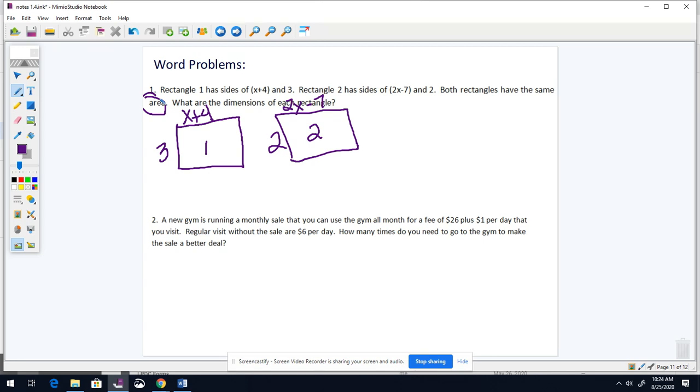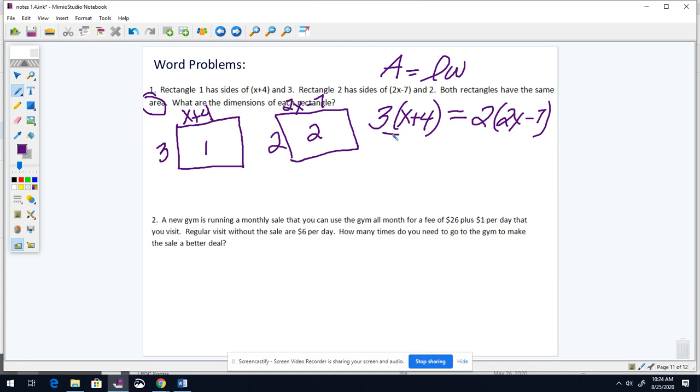of the rectangles. So area of a rectangle is very quickly just length times width, or base times height, just multiply the dimensions. So rectangle 1 would have an area of 3 times x plus 4. Rectangle 2 would have an area of 2 times 2x minus 7. And we know they're the same, so that means they are equal. So I'm putting an equal sign, turning it into an equation because I know that they are equal.